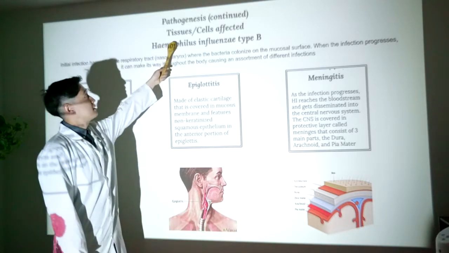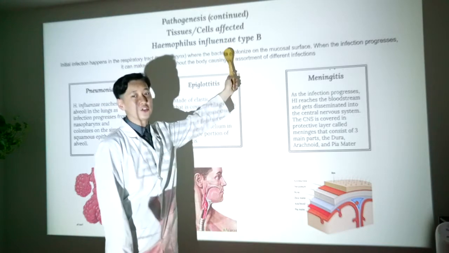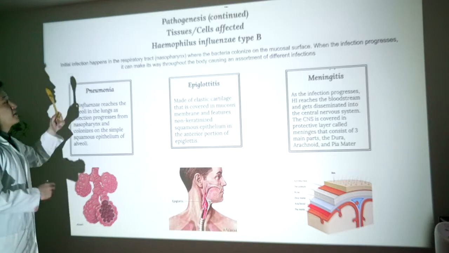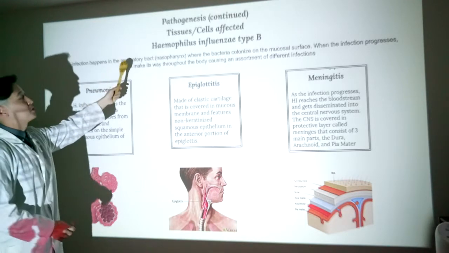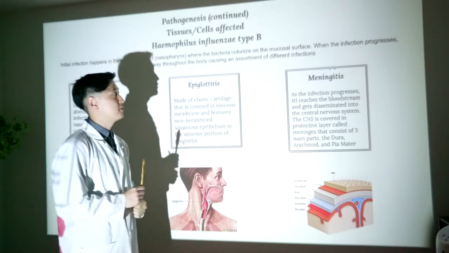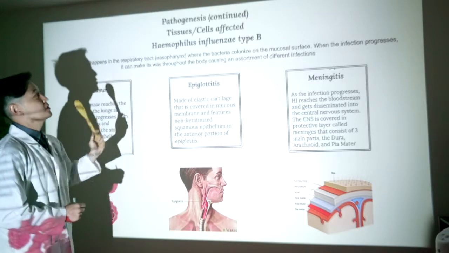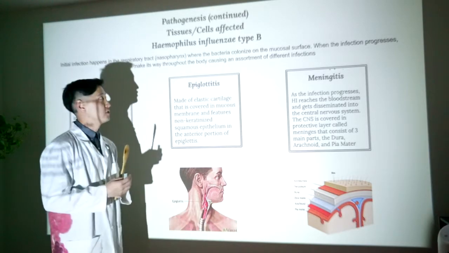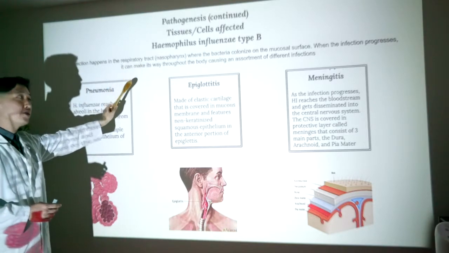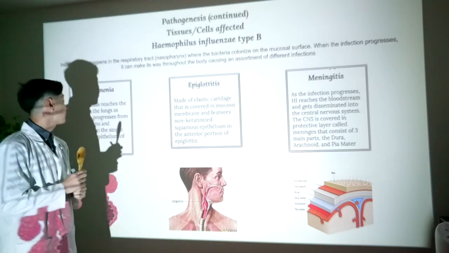Now, I will be talking about the tissues and cell types affected by the Haemophilus influenzae type B strain. The initial infection of Haemophilus type B strain happens in the respiratory tract or the nasopharynx, where the bacteria colonize on a mucosal surface. As the infection progresses, it can make its way throughout the body, causing an assortment of different infections. These are the major infections caused by the type B strain, and I will be talking about some of the tissues that are affected by each of these infections.